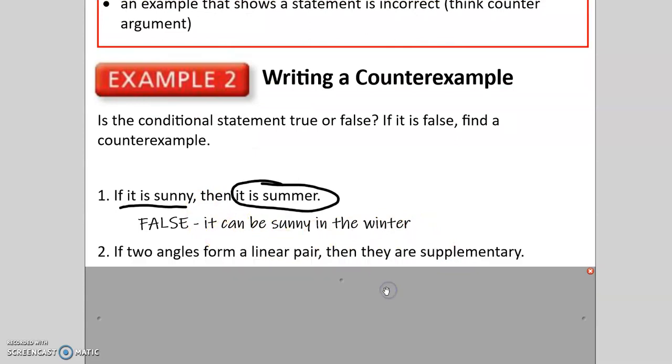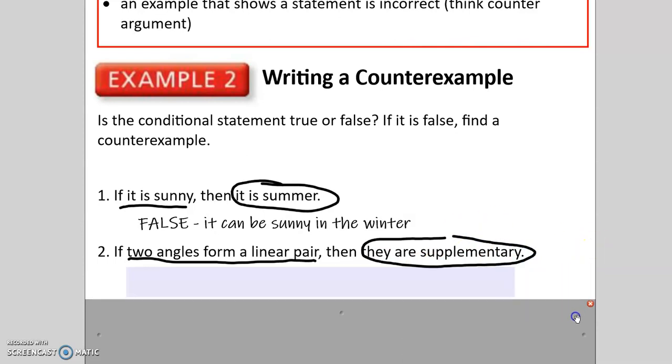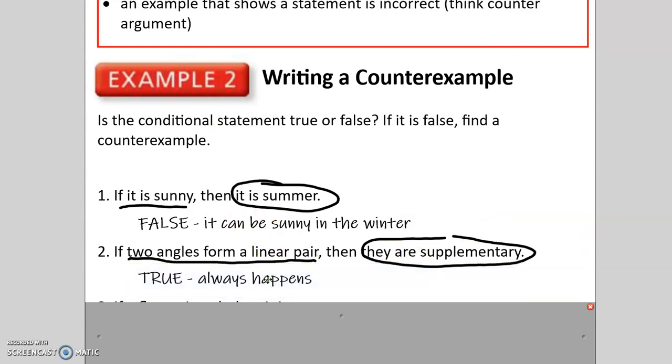Here's another one. If two angles form a linear pair, ooh, some vocab from the last chapter. If two angles form a linear pair, then they are supplementary. Is this true or false? Yeah, this is true. That is always the case. Every single time we have a linear pair, they are supplementary angles. Always true.